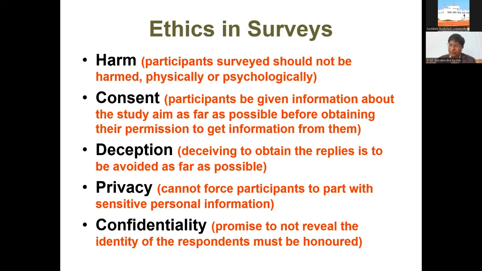Researchers of the medical sciences are also killing some human beings or some animals or insects. These are also against the ethical norms, for the researcher, for the sake of getting some results, is doing some things. So for consent, participants must be given information about the study aim as far as possible before obtaining their permission to get the information from them.